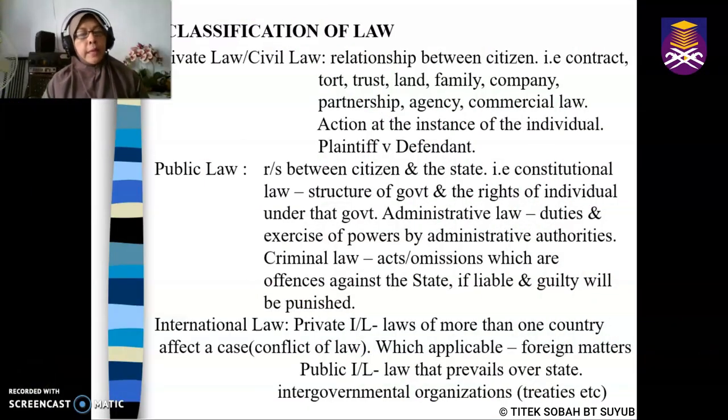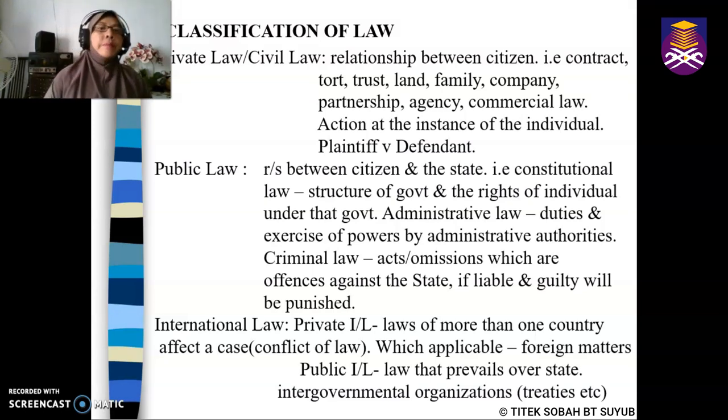Okay, students. So today I'm going to discuss with you all the Malaysian legal system, the basic Malaysian legal system. I'm going to introduce you all to what actually the law is that gave power to us to do certain things, and what law actually prohibits us from doing certain things.